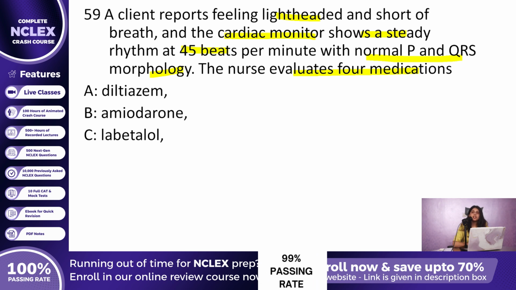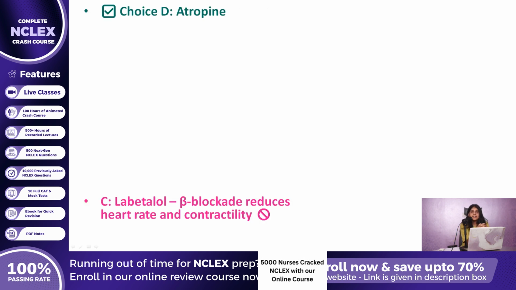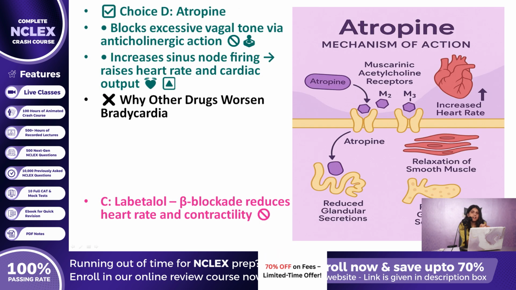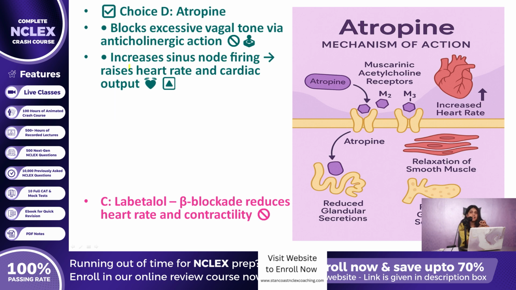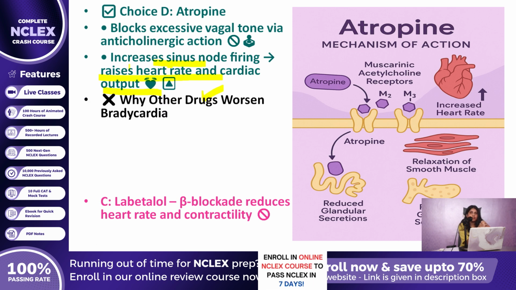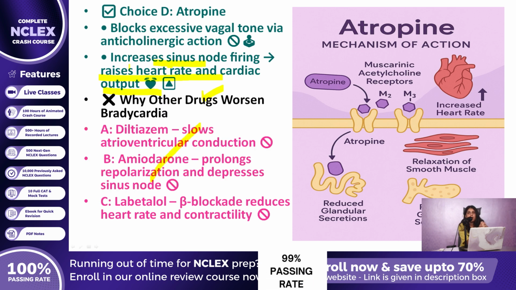Atropine. Symptomatic sinus bradycardia, rate less than 60 beats per minute with dizziness and dyspnea, responds to atropine's anticholinergic effect, which blocks vagal tone and increases sinus node firing, thereby improving heart rate and output. Why A, B, and C are incorrect. Diltiazem, amiodarone, and labetalol all slow conduction or reduce contractility and would worsen bradycardia and hypotension.